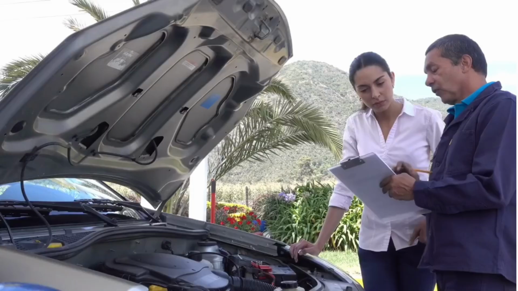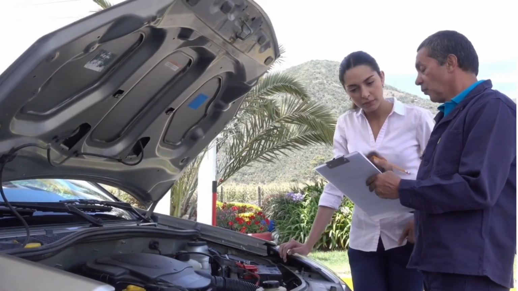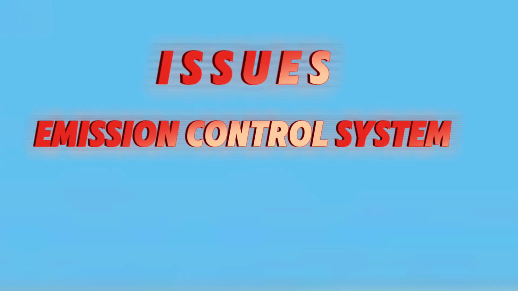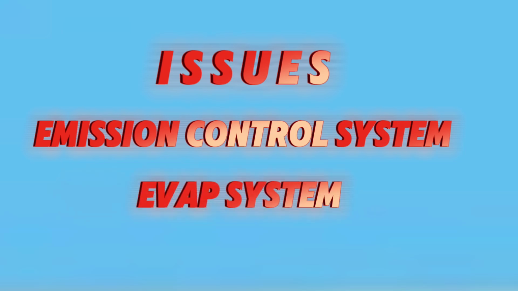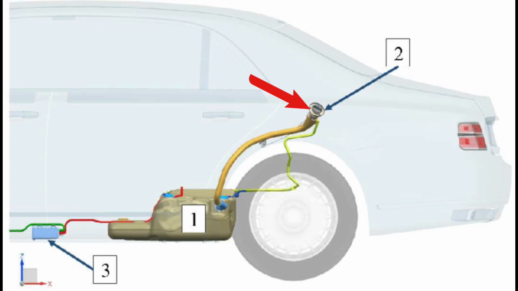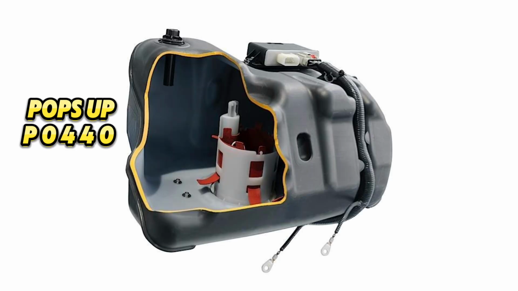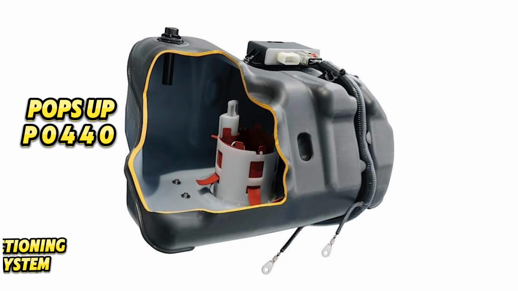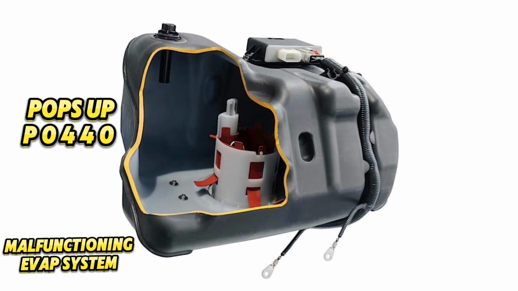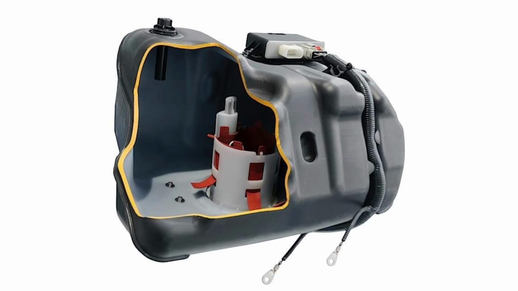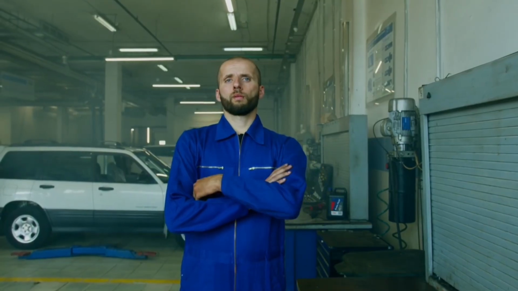Let's dive in. The P0440 is a generic trouble code that refers to an issue with your car's Evaporative Emission Control System, also known as the EVAP system. This system is designed to prevent fuel vapors from your gas tank from escaping into the atmosphere, which helps reduce pollution. So when the P0440 code pops up, it means there's a malfunction in the EVAP system, but it doesn't tell us exactly what's wrong. We'll need to dive a little deeper.